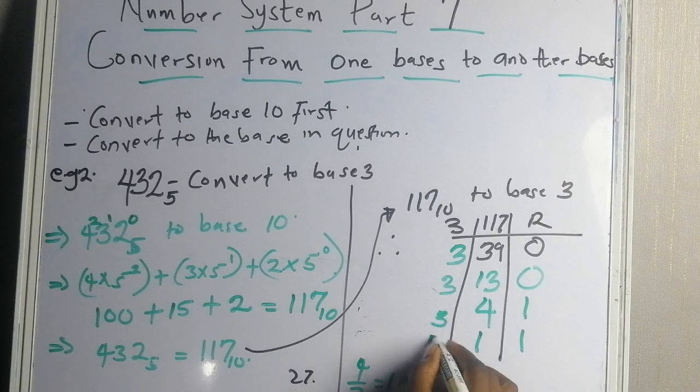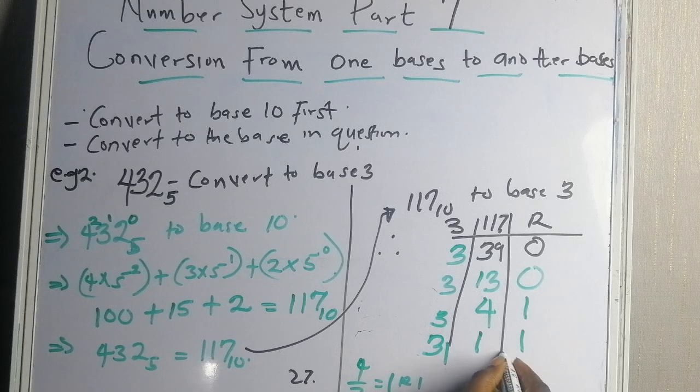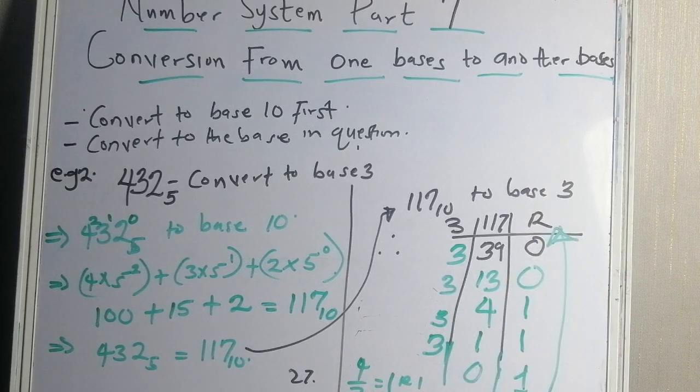So now you have another 3 here. 1 divided by 3, no, it's not possible. You have your 0 and you bring your 1 here. So then you count from the beginning to the top. You can see how I broke it down into pieces. Please, I needed to mention this again so that you can get the clarity of this part very well.